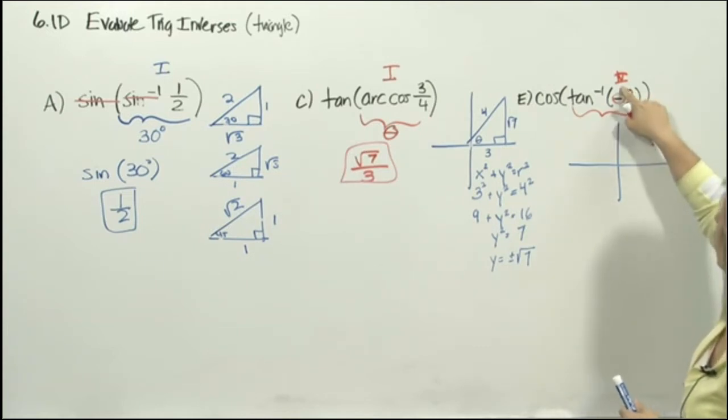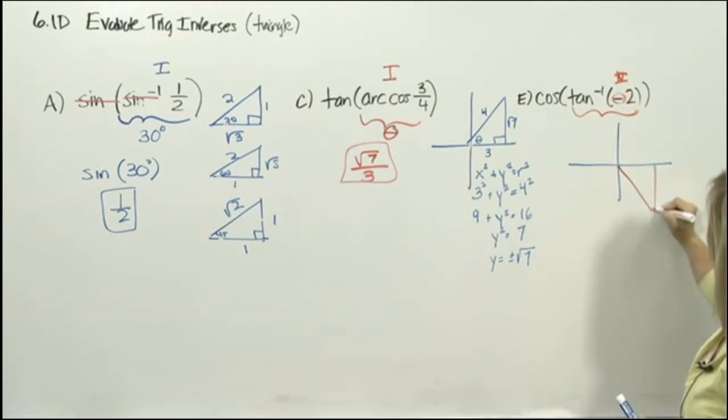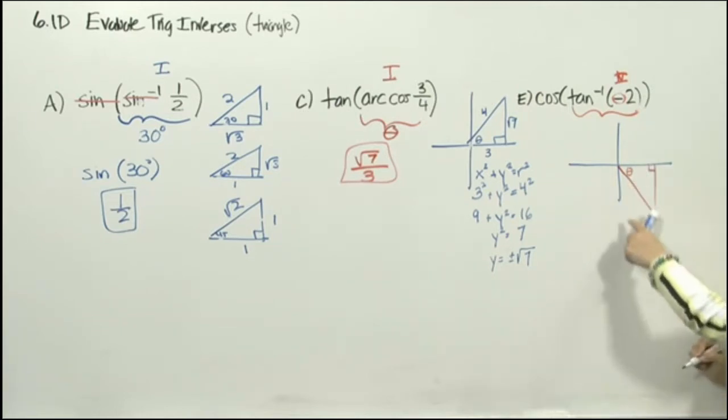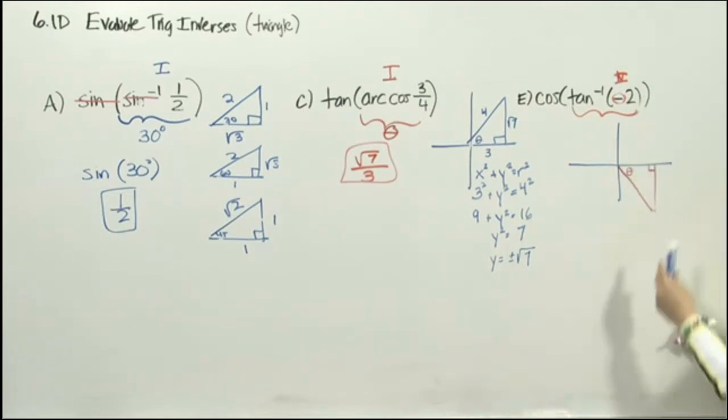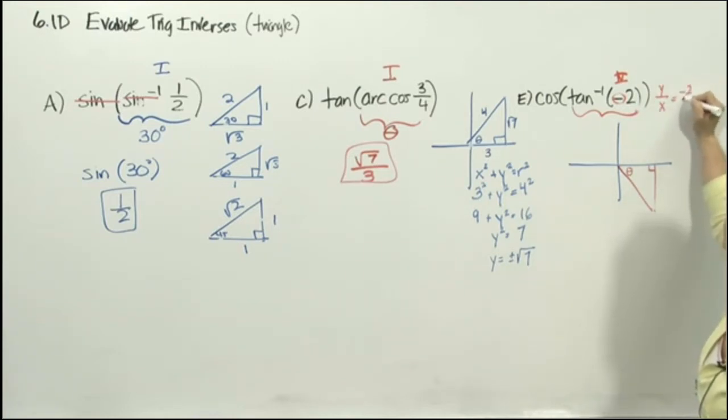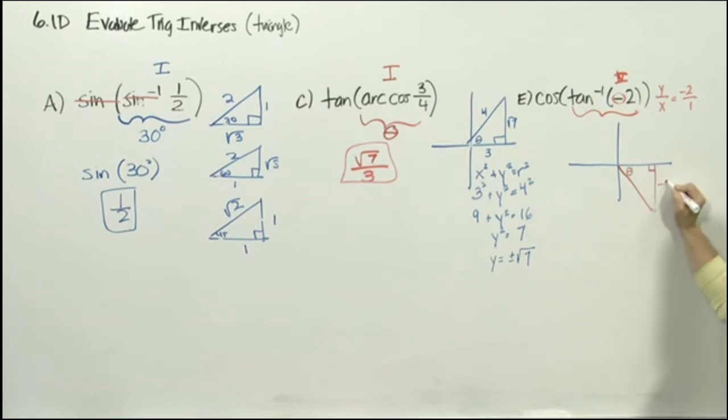Very good. 4, because our tangent value is negative. We don't know this angle. We're going to call it theta. To represent the sides, we know our definition. Tangent is y over x. So this is -2 over 1. So our y value is -2, our x value is 1.